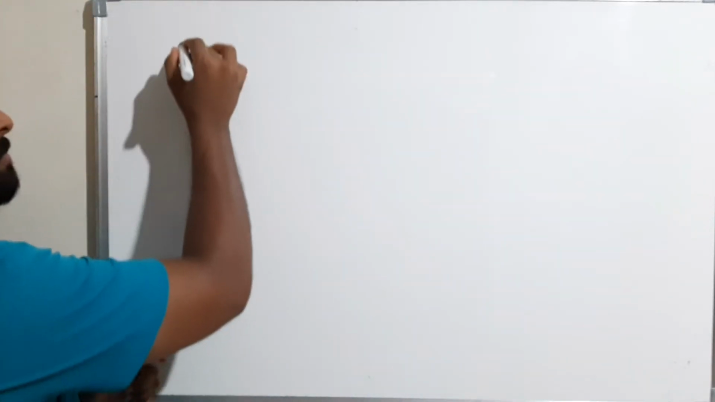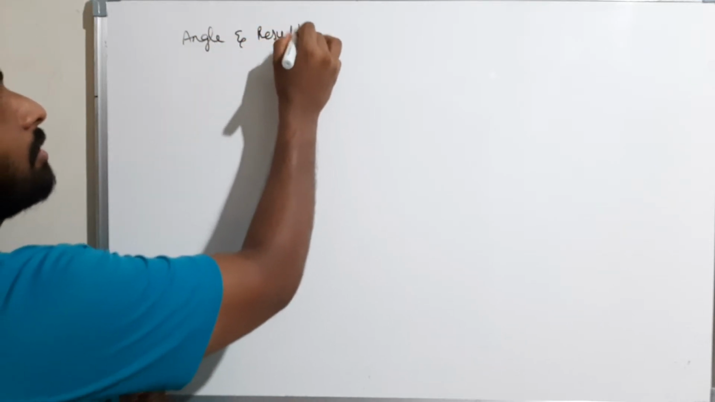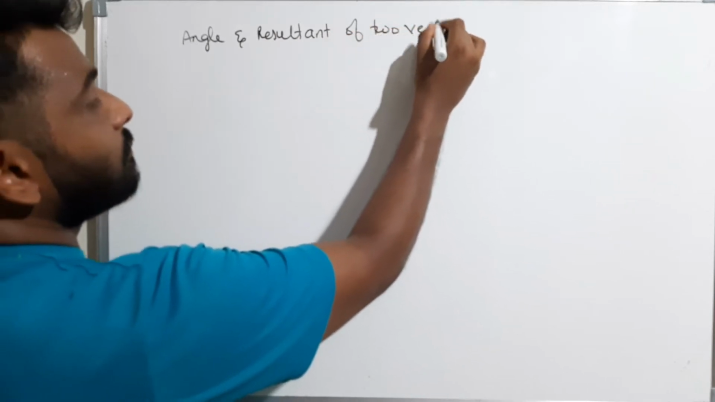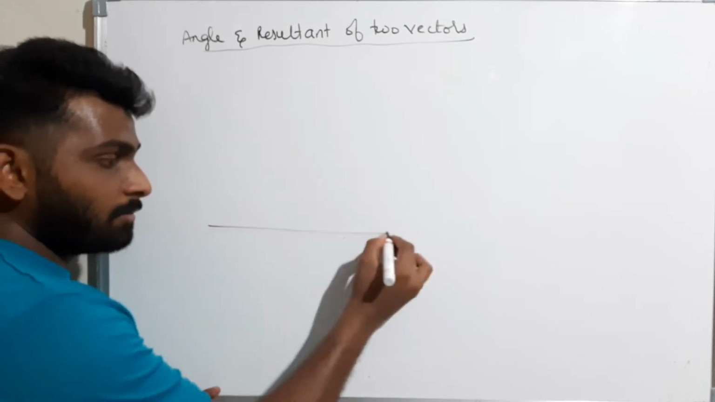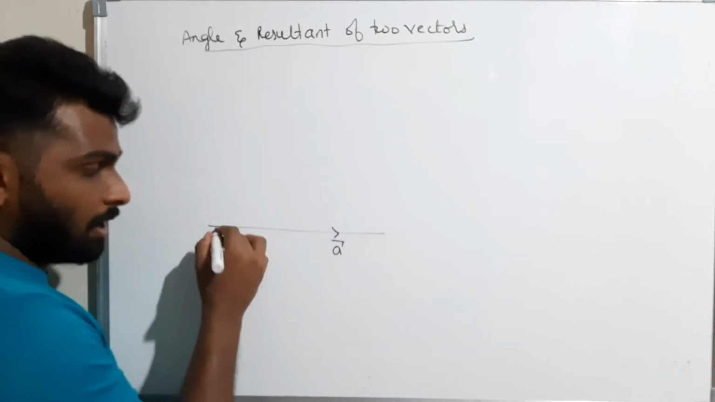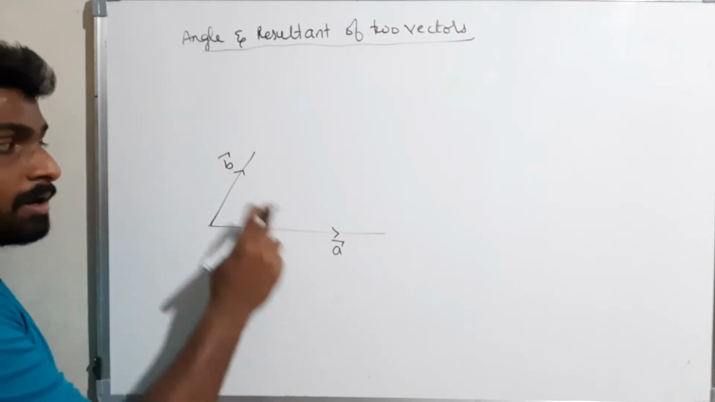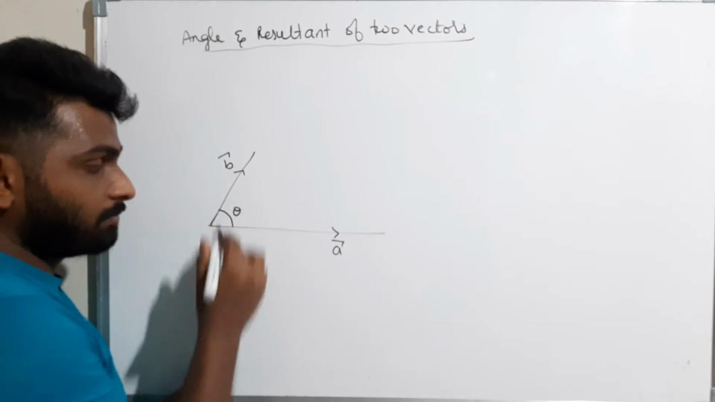Now here, the angle and resultant of two vectors. Okay, now see here. Assume this is a bar and this is b bar. They are two vectors and the angle between the two vectors is some angle theta.